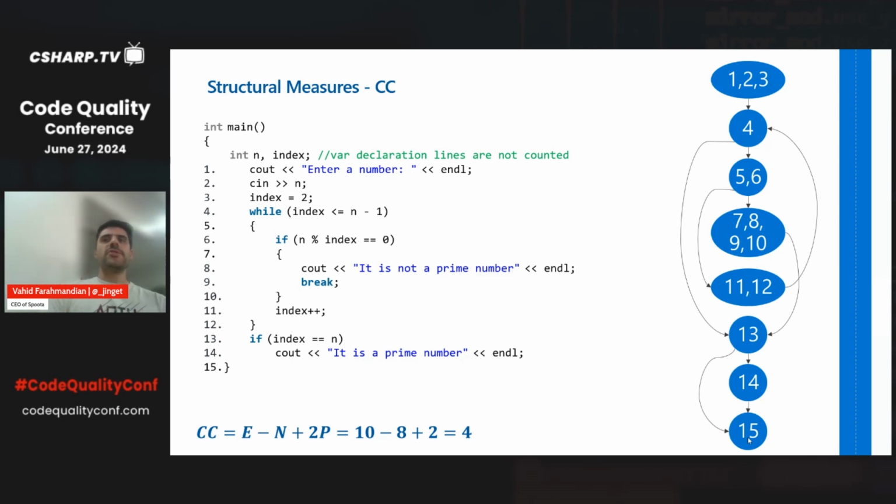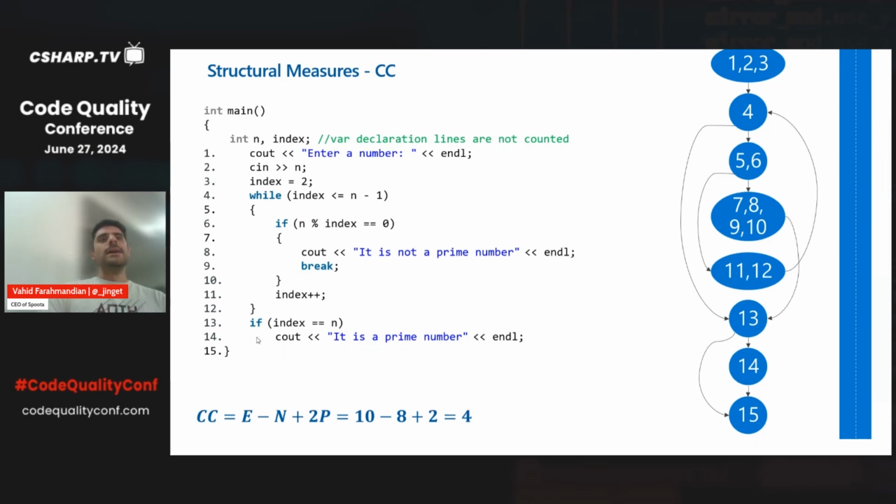Without using the graph, we can use the previous formula, p plus 1. How many predicates do we have? We have while, if, another if. We have 3 predicates plus 1, which is equal to 4. Our cyclomatic complexity of the code is 4. Again, what does it mean? It means that there are 4 unique routes to execute this code. It means that we need 4 unit tests to cover all the execution routes in this code.